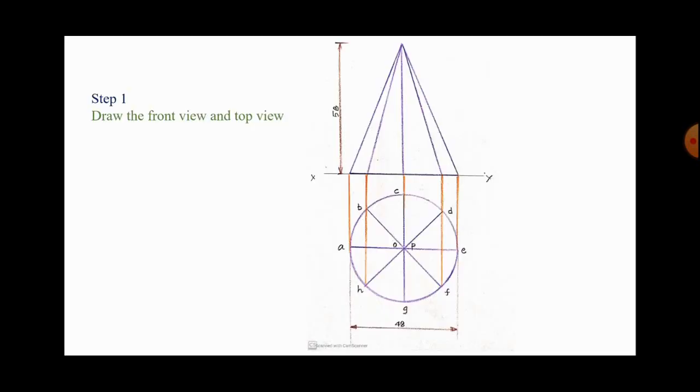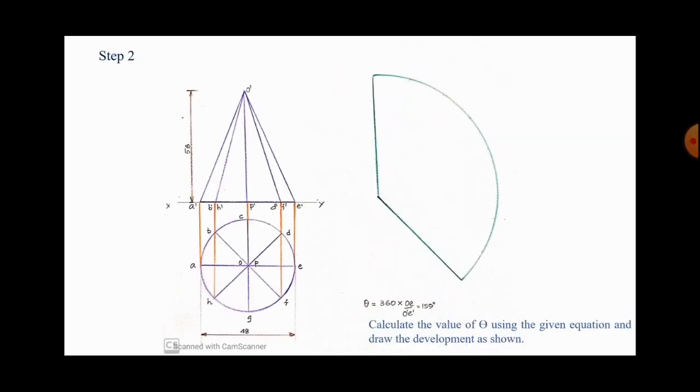So definitely in the simple position, you can see a circle which is the base of the cone in the top view and a triangle in the front view. This is the simple position. Draw a circle of diameter 48 mm. In the front view is a triangle of height 58 mm, marked as A, B, C up to H. In the front view also the corresponding names. Now in step 2, I am told to develop.